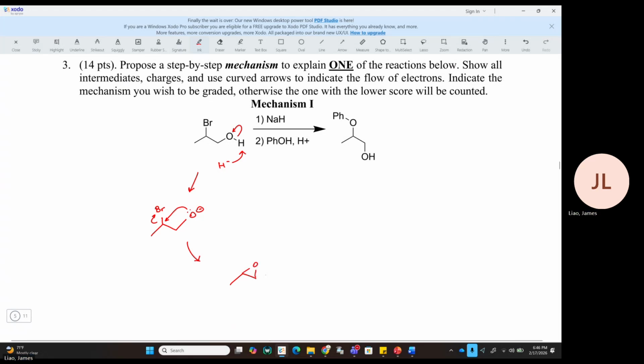Okay. Now, that's the first step. So this is just the first step. Now we have to do the second step, which is a phenol with an acid. I'm going to start off with an acid because it's an acid catalyzed reaction. So I'm going to grab the O with the H plus. So I now have this.